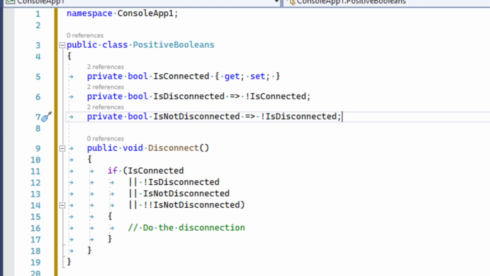What do I mean by positive names? The word isConnected is a positive name. The word isDisconnected is a negative name. The word notConnected is a negative name. The word notDisconnected is a double negative.